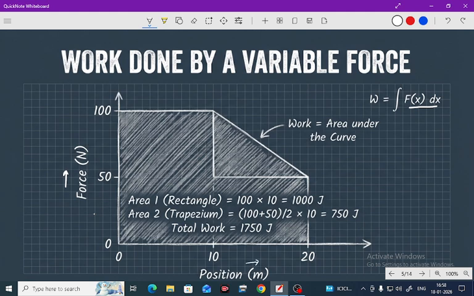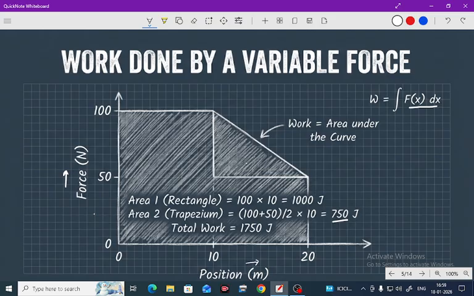So area 1 is a rectangle, and area 2 is a trapezium. The total work is 1750 joule. You see the rectangle: this is 100 and this is 10, length into breadth, 100 into 10. And this is a trapezium. What is the formula for a trapezium? Half into (a plus b) into h. Half, 1 by 2, a is 100 and b is 50, into h, which is 10. So this is 750 joule, plus 1000 joule, and the total work is 1750 joule.